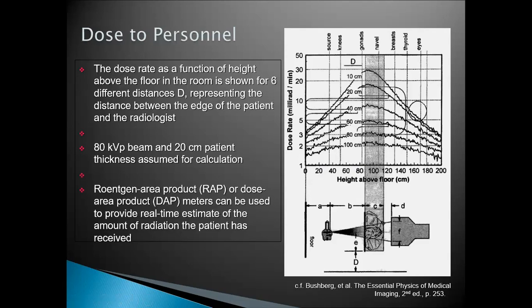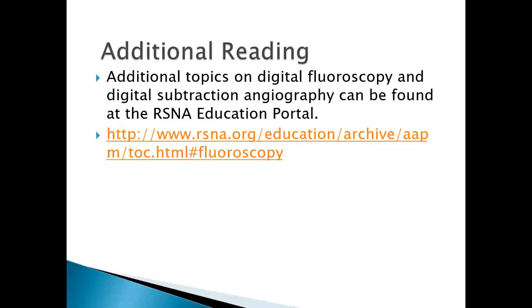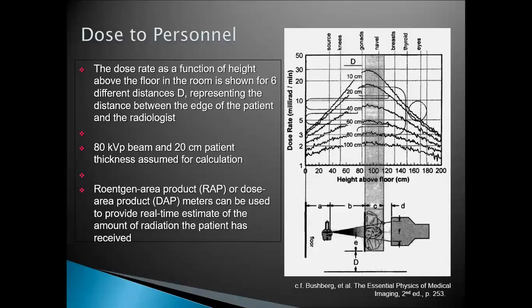20 cm. So we have those rates as a function of height above the floor shown for 6 different distances: 100, 80, 60, 40, 20, and 10 cm, a distance from the patient. The further the person is from the patient, the lower the dose the personnel is going to receive.